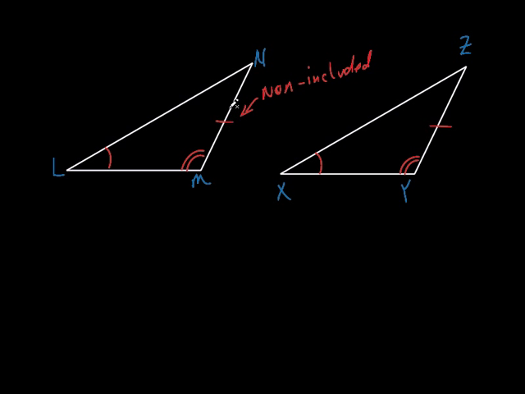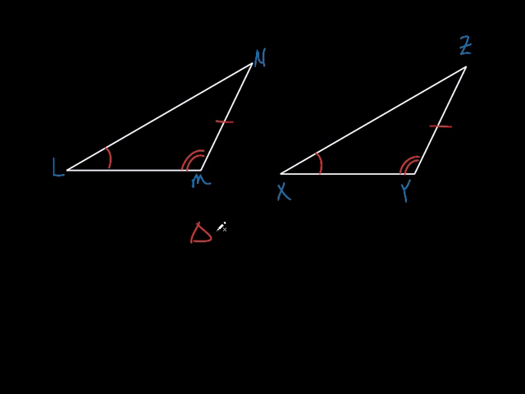Do you see? This side is not part of this angle at all, is it? So this is the non-included side. If they give you 2 angles and a non-included side on one triangle, and the same 2 angles and the non-included side on a second triangle, and they say that L and X are equal, M and Y are equal, then NM is equal to XY. If they give you all that, that's enough to say that these triangles are congruent.